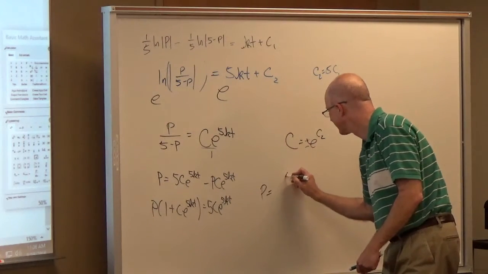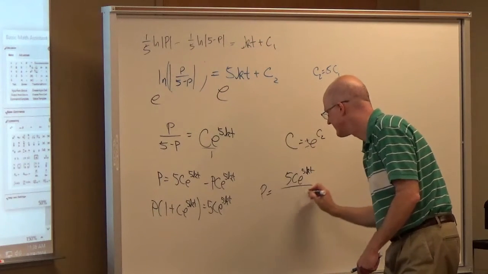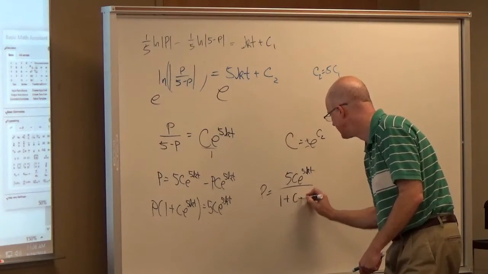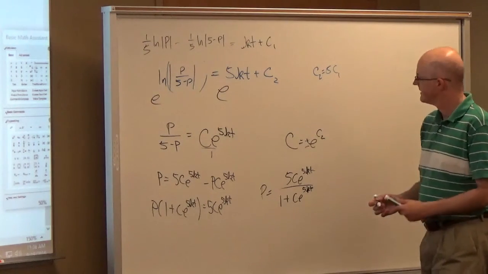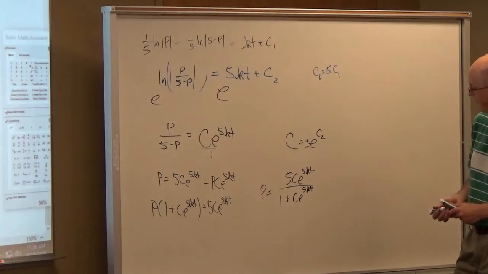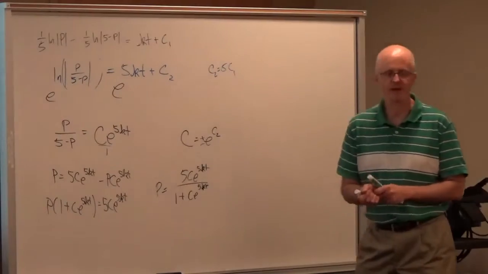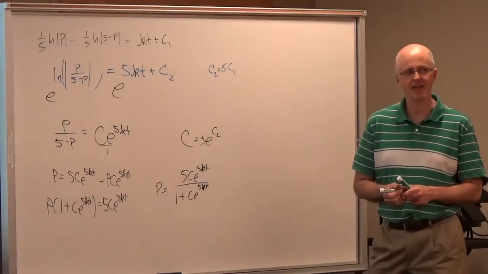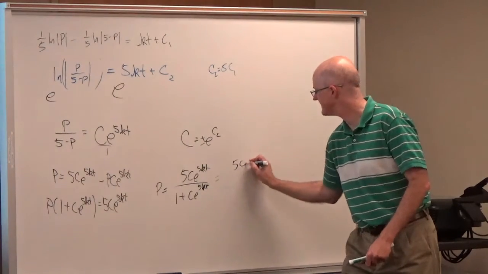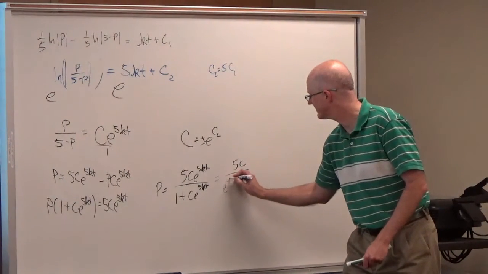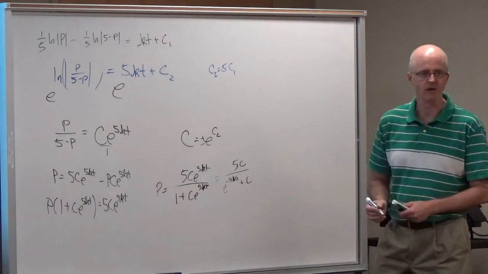P looks like it's 5c e to the 5 kt divided by 1 plus c e to the 5 kt. That's okay to leave it like that. Oftentimes people simplify a little bit by multiplying the top and the bottom by e to the negative 5 kt. You could also write this as 5c over e to the negative 5 kt plus c. That would be okay as well.